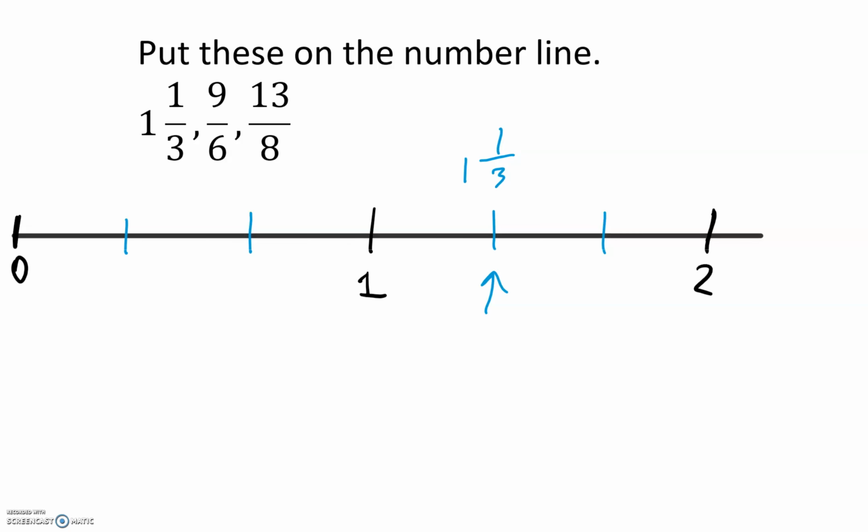Okay, now let's think about the next one. This is 6, sorry, so we need to have it split up like this. So 1, 2. So now let's count. We have to count to 9. So this will be 1, 2, 3, 4, 5, 6, 7, 8, 9. So this is 9 sixths.